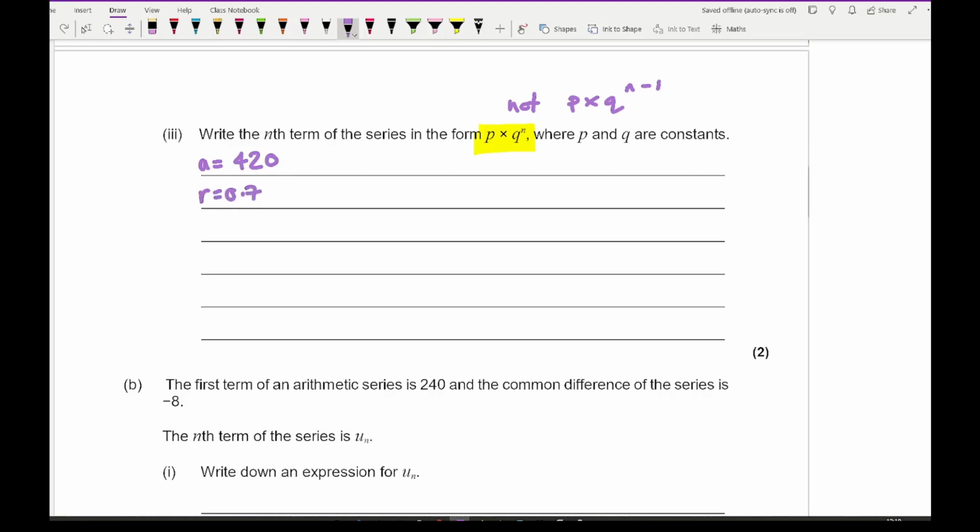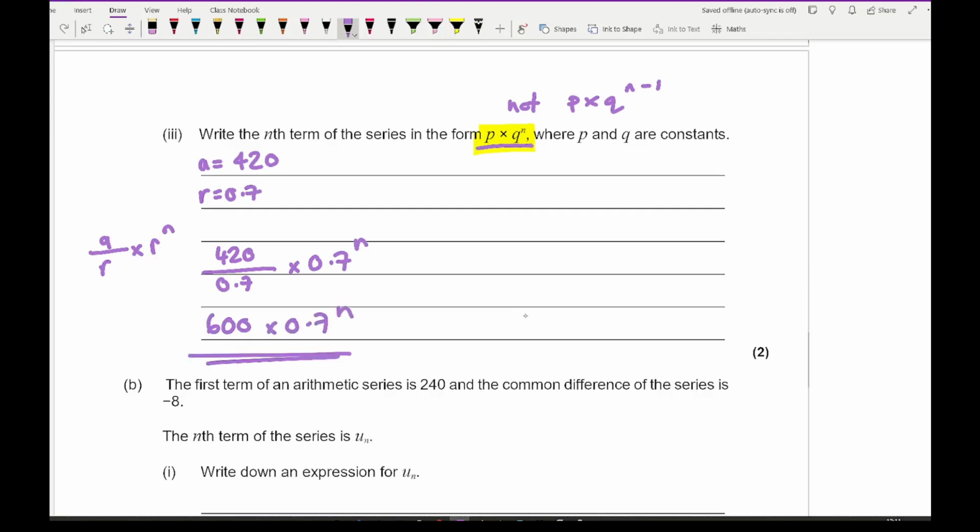So here, if you know that the formula in this form is going to be a/r times r^n, then you can just simply substitute that in and you'll get the answer straight away. So here you'll end up with 420 divided by 0.7 times 0.7 to the n, which gives us a final answer of 600 times 0.7^n.